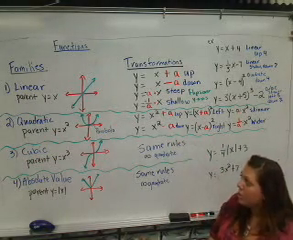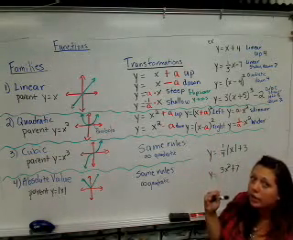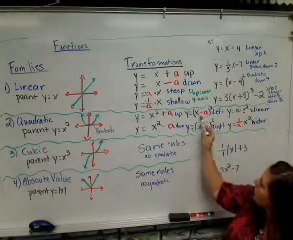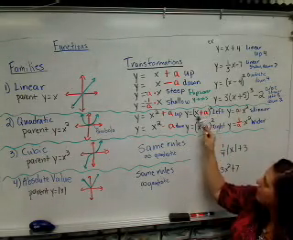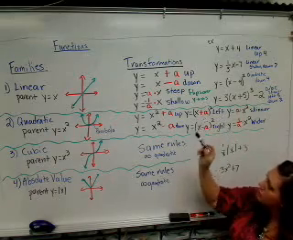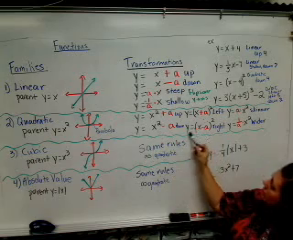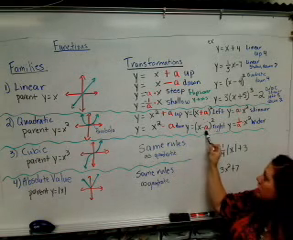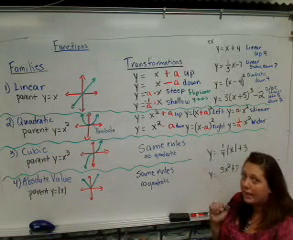Also the same. It gets a little tricky when we start adding numbers inside the square. Okay, so if we add a number inside the square, that's going to move our parabola to the left. And if we subtract a number inside the square, that's going to move the parabola to the right.